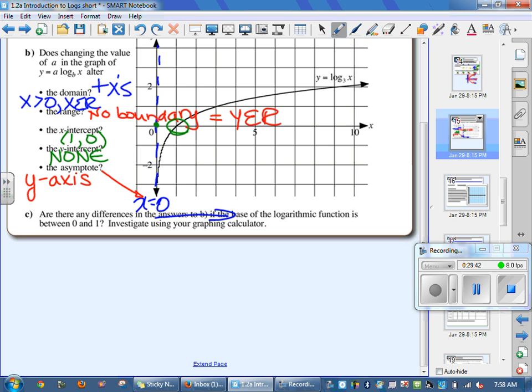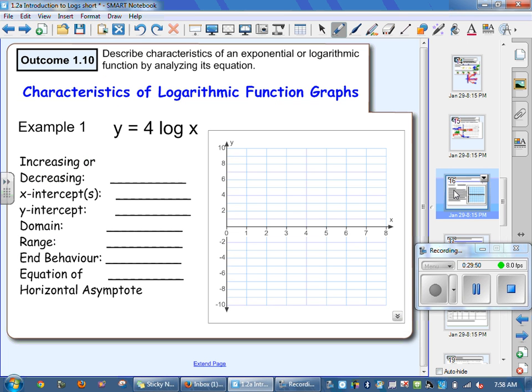Okay, example 1, put that into y1 in your calculator, and let's draw the graph and analyze its characteristics. You're going to notice that almost all of them are the same, except for increasing, decreasing, and end behavior. Those are the two that are going to be different. Everything else should be standard for a log graph. Give it a try, push pause now, and play when you're ready.